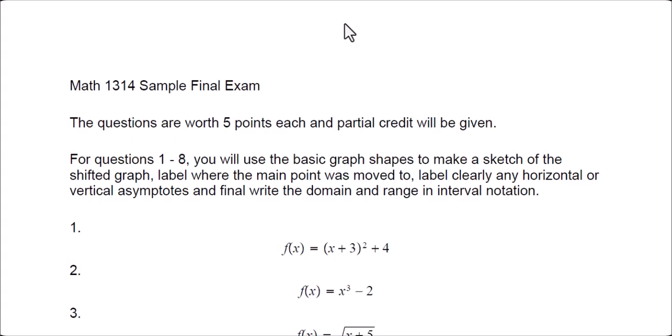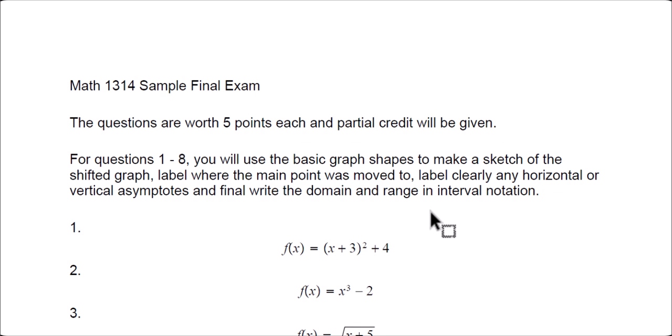All right, welcome to the sample final exam review. In this review, I'm going to talk about each problem, how I solved it, and what I might change on the real final. All right, we're looking here at the sample, questions 1 through 8.